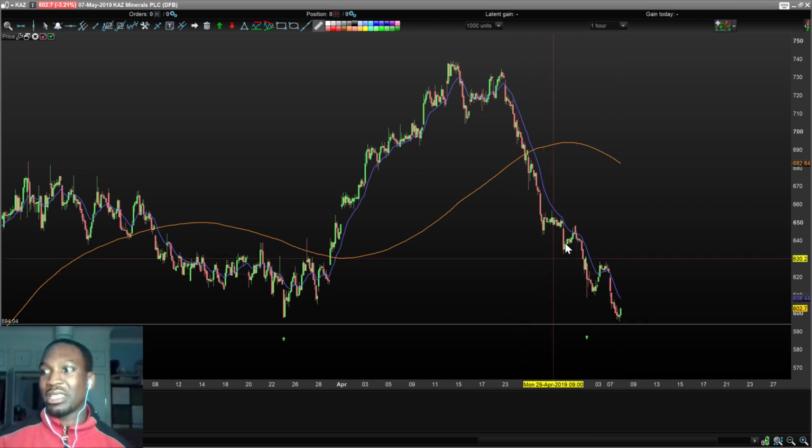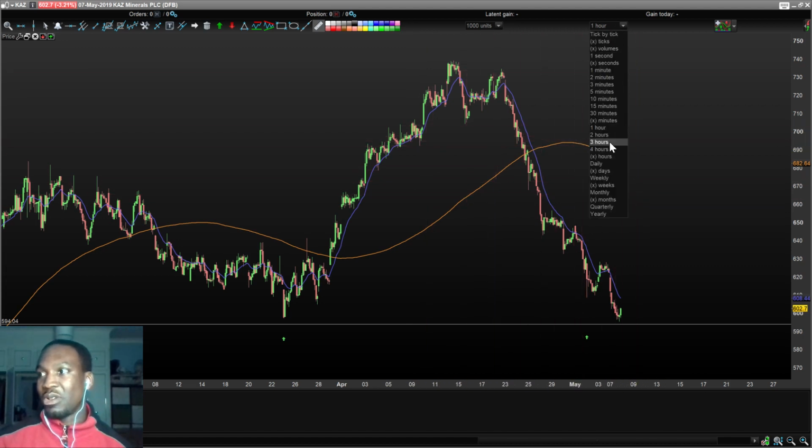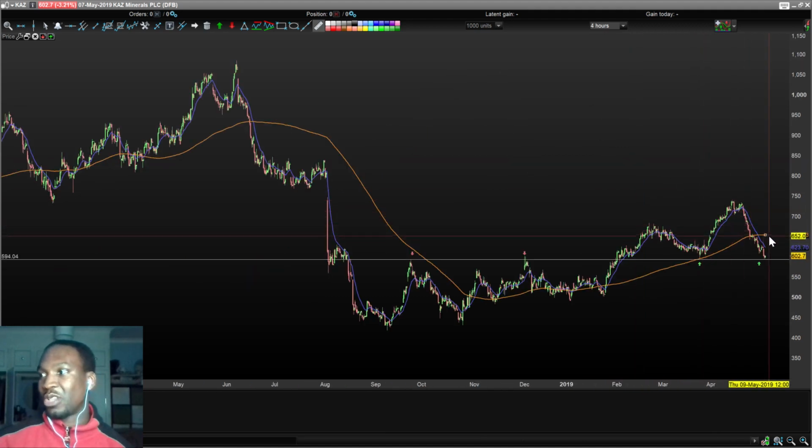But the only thing that's making me a little bit worried is that on the 1-hour chart, price is going down, and the 180-day simple moving average is going down. On the 4-hour chart, it looks like it's going down. It seems like the daily chart's the only one that looks like it's going up.